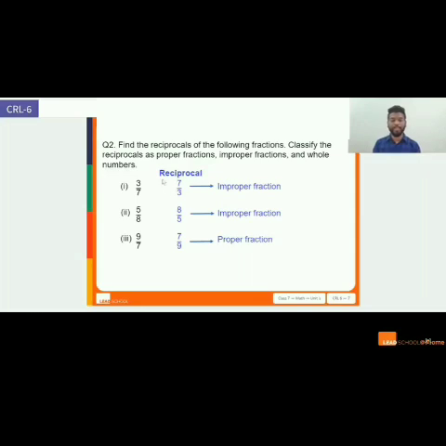Okay. The reciprocal of 3 by 7 is 7 by 3. Okay. And that is an improper fraction. The reciprocal of 5 by 8 is 8 by 5. You see, I've converted my numerator to my denominator and my denominator to my numerator. This also is an improper fraction because my numerator is greater than my denominator, in both the cases. The reciprocal of 9 by 7, however, is 7 by 9, but this is a proper fraction.